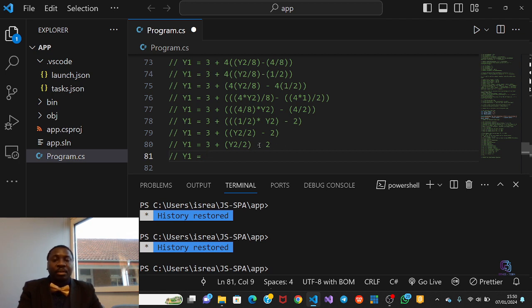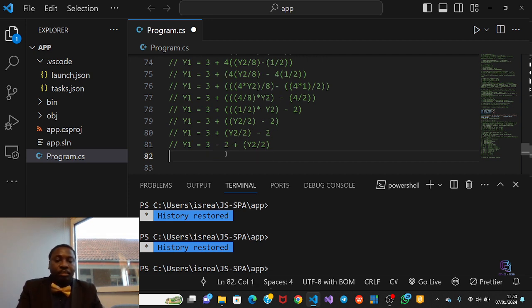We bring in addition to a place, but we know that subtraction can take place because 3 minus 2 is 1. So we can say 3 minus 2 plus y2 divided by 2. So you can say y1 is equal to 3 minus 2 is 1, plus y2 divided by 2.